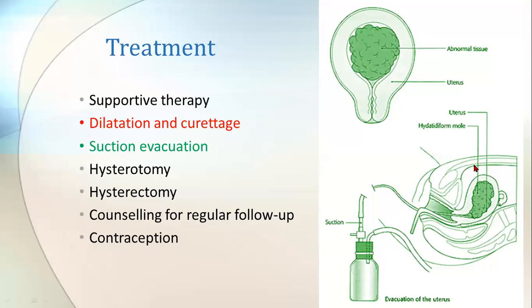So what is this? You have to suck everything which is present in the uterine cavity, and this process is known as suction evacuation. After dilatation, because of the negative pressure, all the moles should be sucked out.